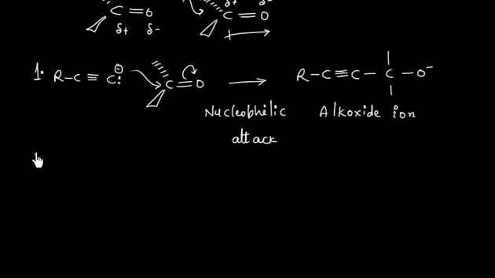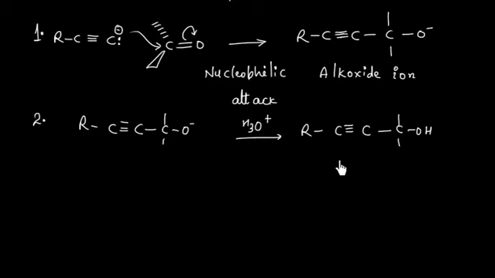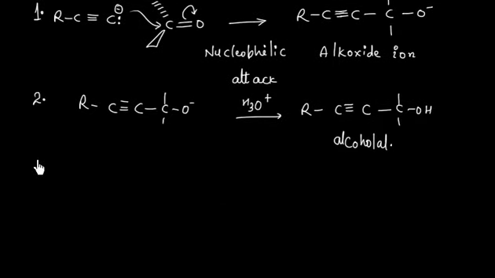Now next step we have protonation, that is now this alkoxide ion if reacted with acid, it gets protonated to give final alcohol as a product. Let us discuss reaction of acetylide ion with different kind of carbonyl compound.